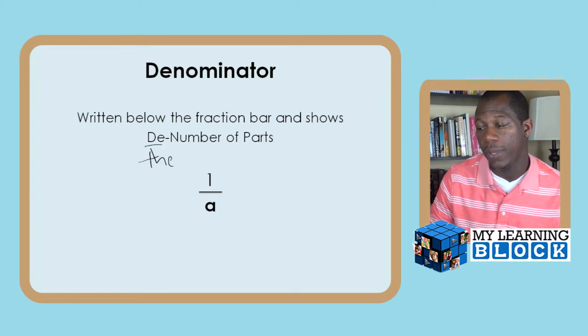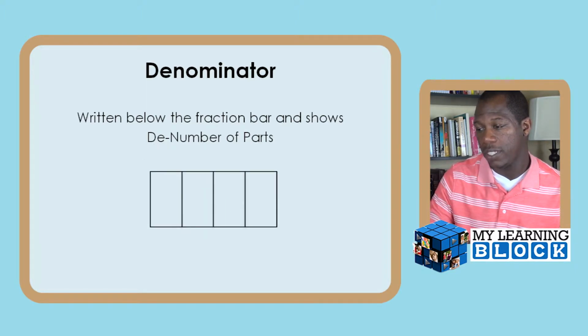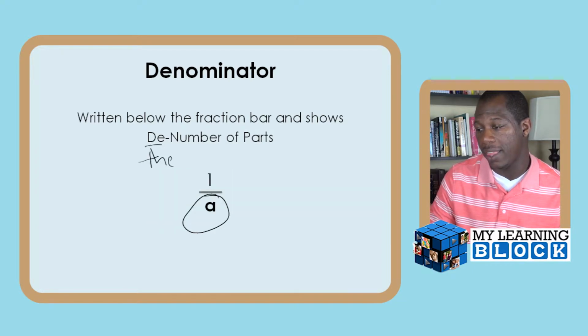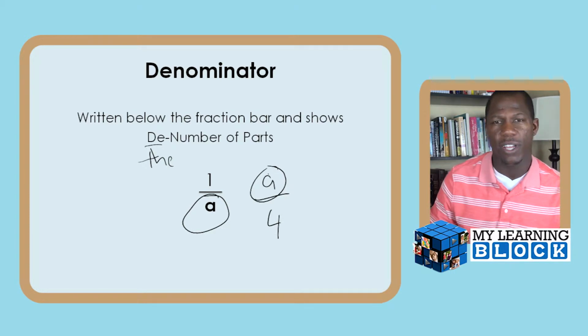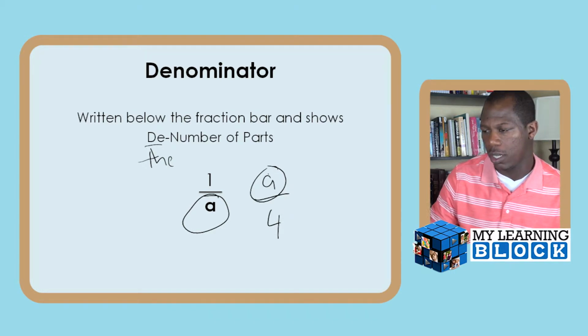Down here we have A, and we can see it here. The denominator is the number of parts. If we look here, we see there are 1, 2, 3, 4 parts to this whole. So if we go back to this example, we would know that it should be some number over 4. I use A to represent a regular variable that I've come to adore. So we have our denominator.